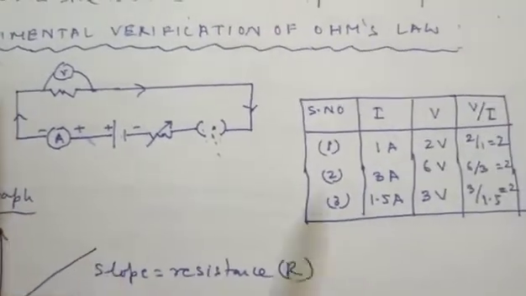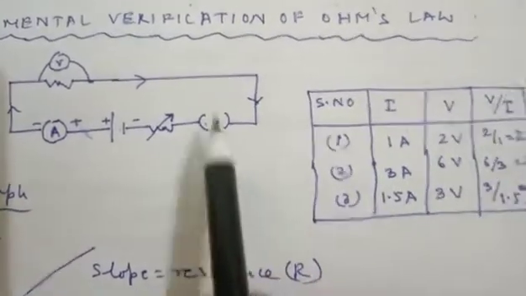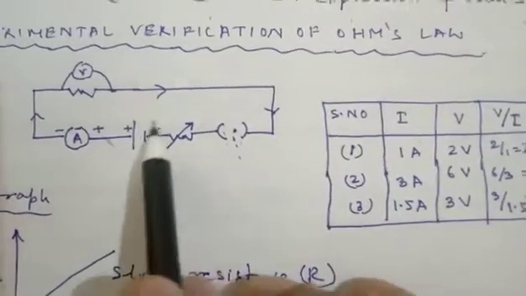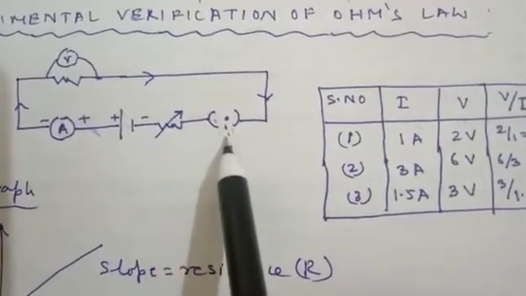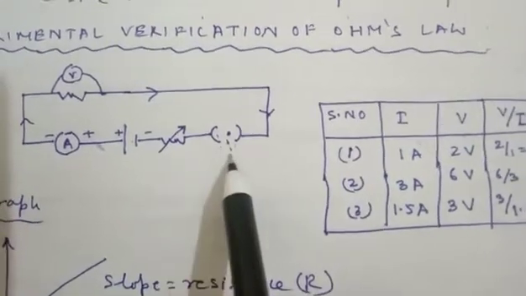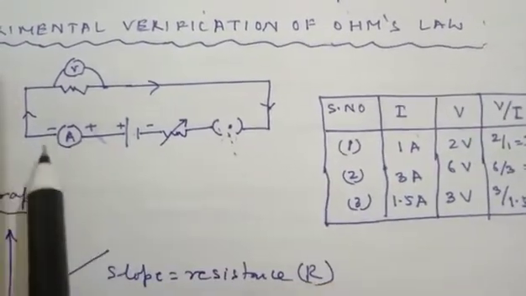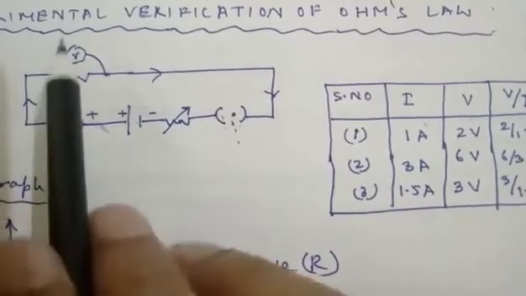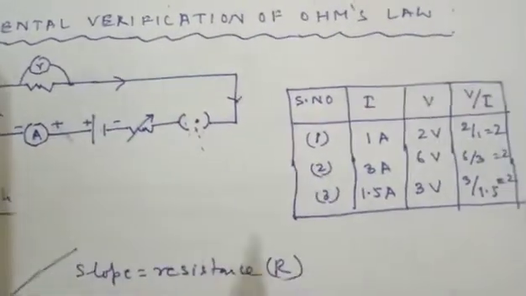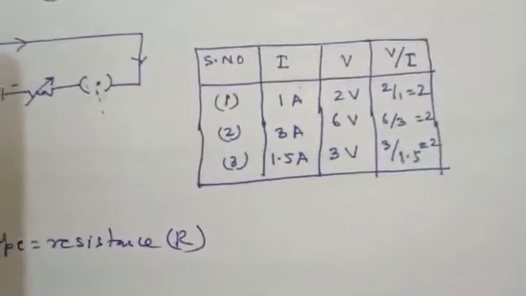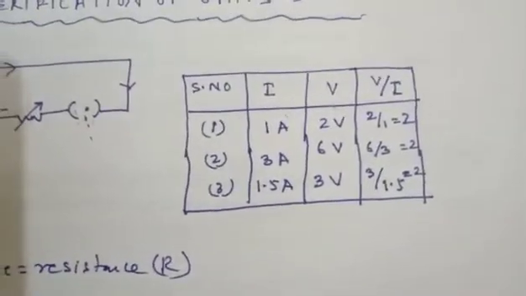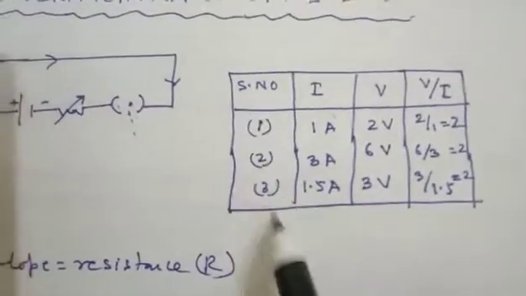After getting the first reading, we will switch off the circuit. We will change the variable resistance value and again switch on the circuit. After switching on, we will get one more reading of the ammeter and voltmeter, which we will copy in the table given here. Now look at the table here. I have taken one example with three readings.